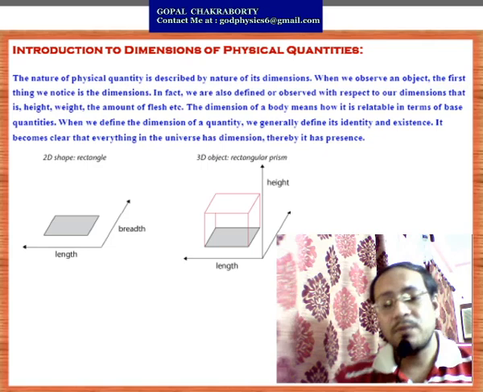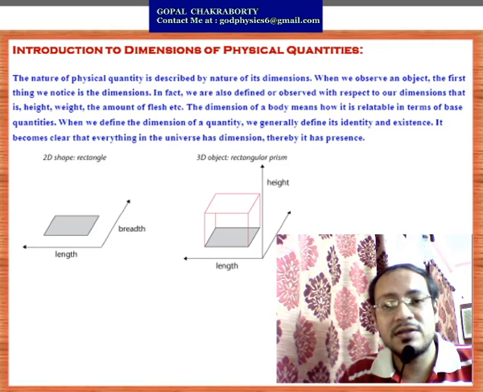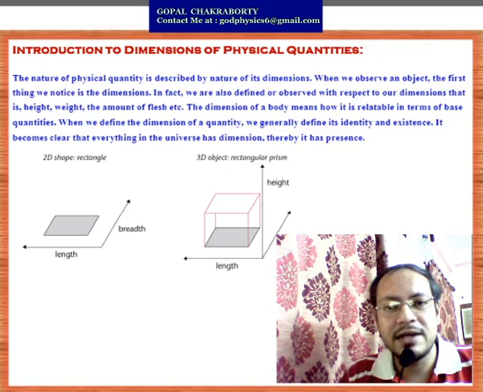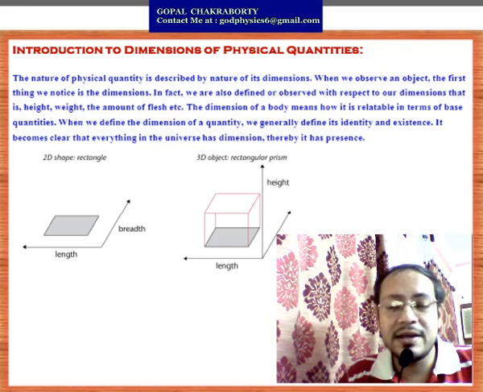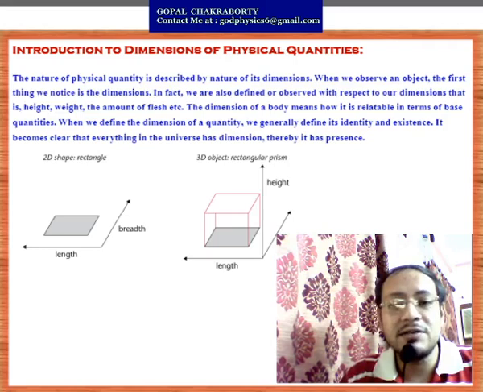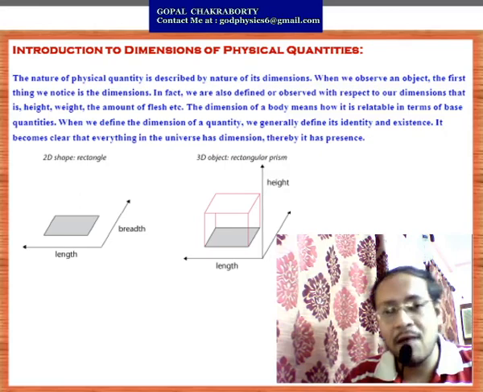Before starting today's class, students who have missed the last class that I have already uploaded related to units, please go through that class once again, because you need to have an idea of units to understand today's class. Without knowing the unit, it will be very difficult for you to understand how to express the dimension of some physical quantity. As today is the second class, I will discuss the dimension of physical quantity.